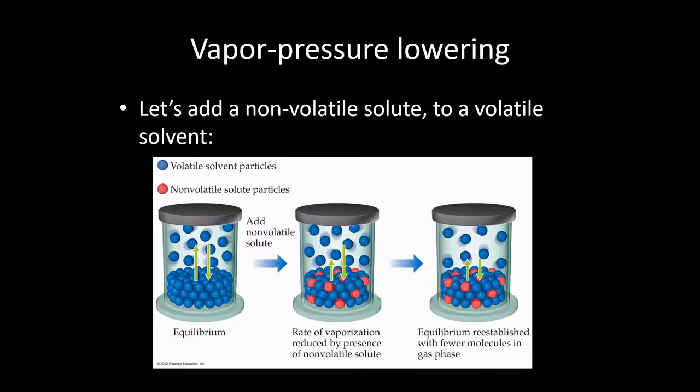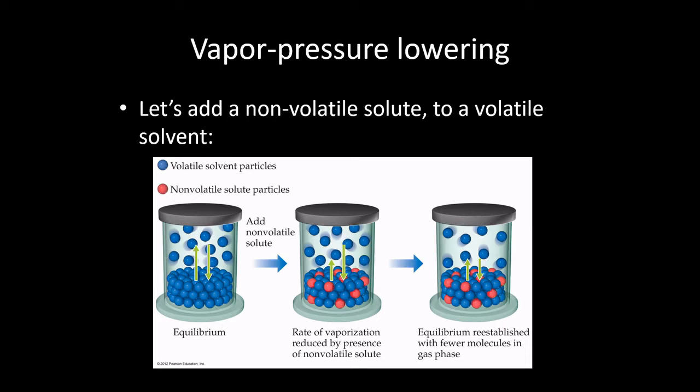So let's talk about the first one here. The first colligative property we're going to see is what's called vapor pressure lowering. This is when you have a non-volatile solute. The main reason it needs to be non-volatile is because you don't want the solute escaping, because then the solute's gone, and so it can't do its job in the solution anymore.